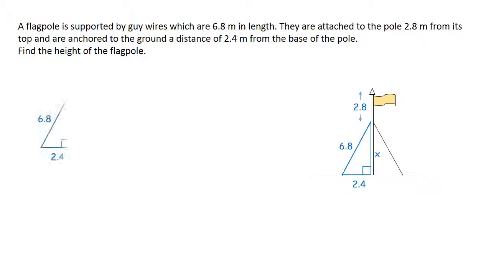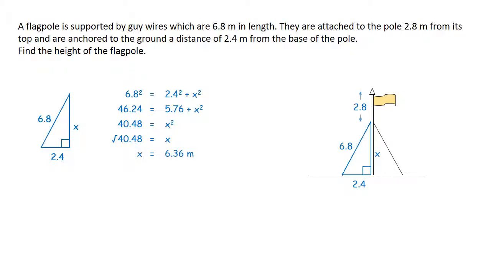Now we're going to need to find x in this triangle here so that we can end up finding the overall height of the flagpole. It's a simple case of Pythagoras' theorem. x is not the hypotenuse side. We'll start off by saying the hypotenuse squared is equal to the sum of the other two sides squared. 6.8 squared equals 2.4 squared plus x squared. We need to do a little bit of transposition here. We can work our way down and find that x is equal to 6.36 metres.